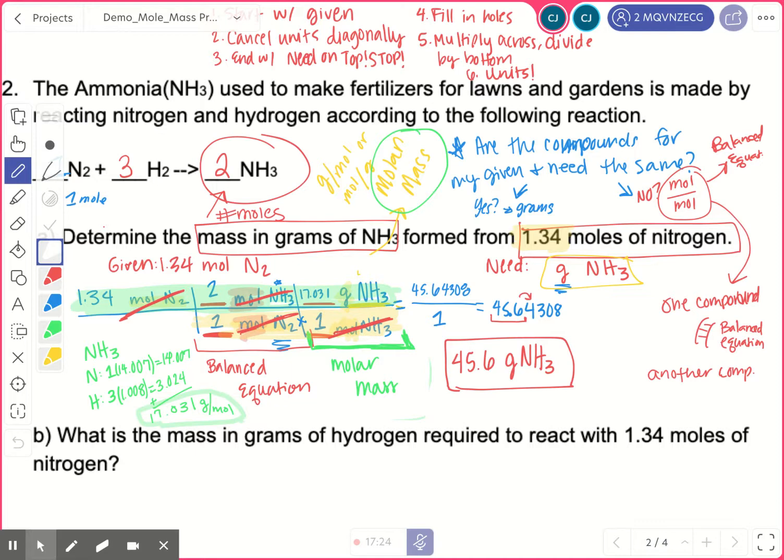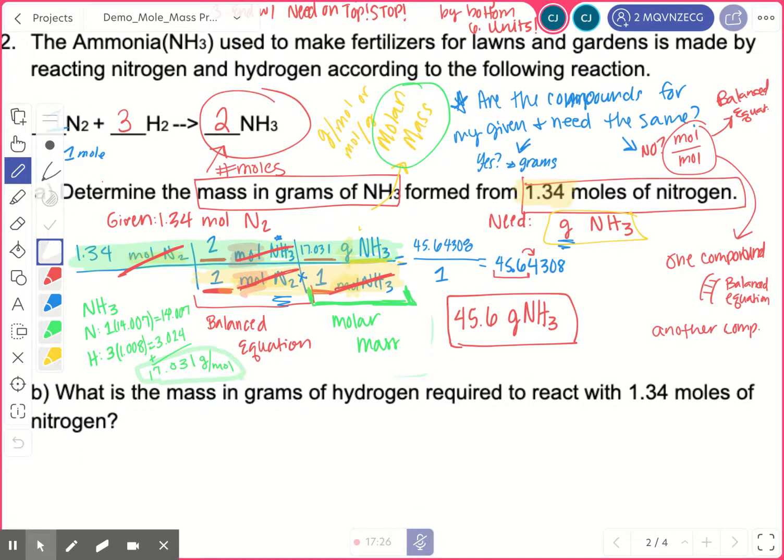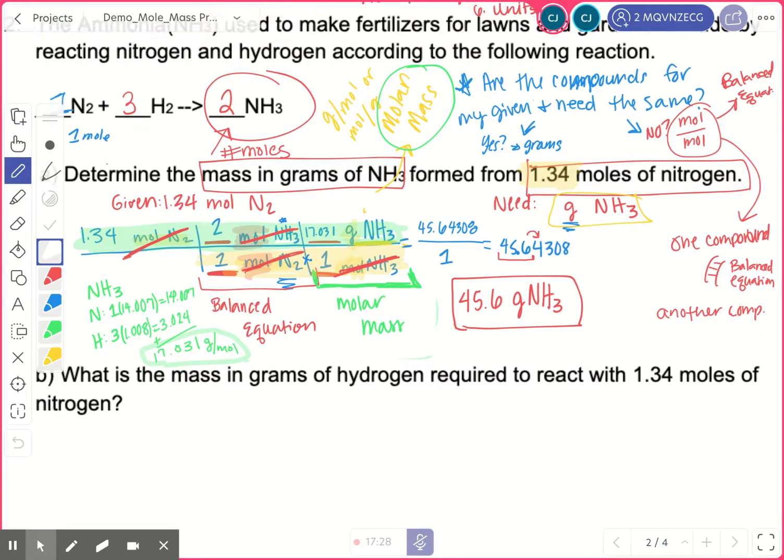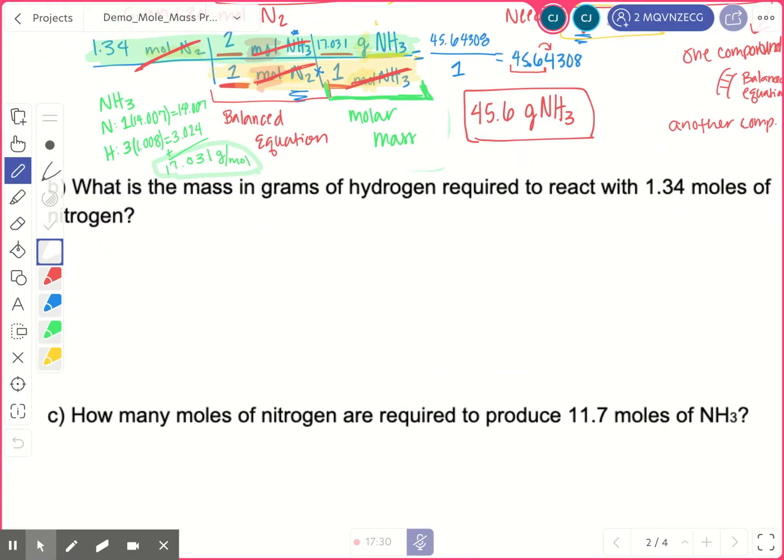Any questions? Okay, let's look at this one. All right, what is the mass in grams? I always like to underline as I'm working and box as I'm working because then I don't have to do it twice. What is the mass in grams of hydrogen required to react with 1.34 moles of nitrogen?